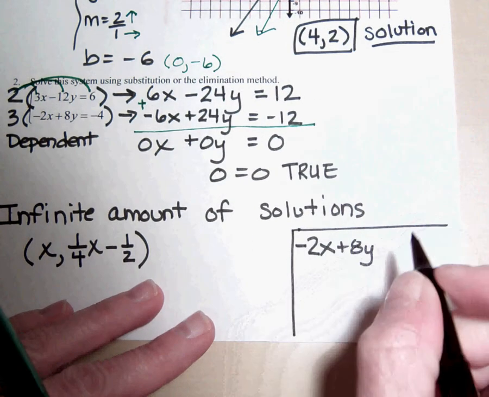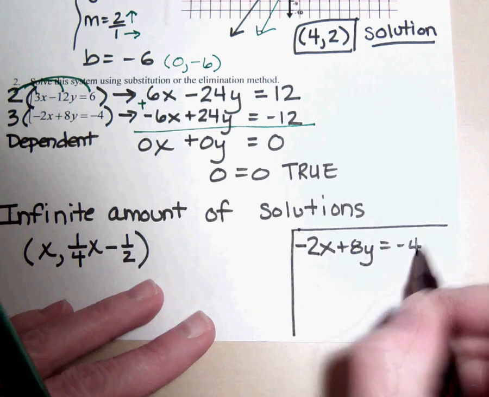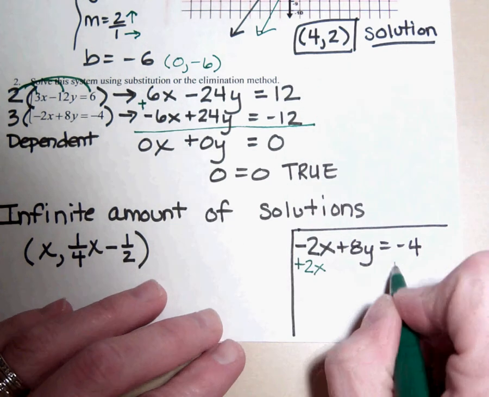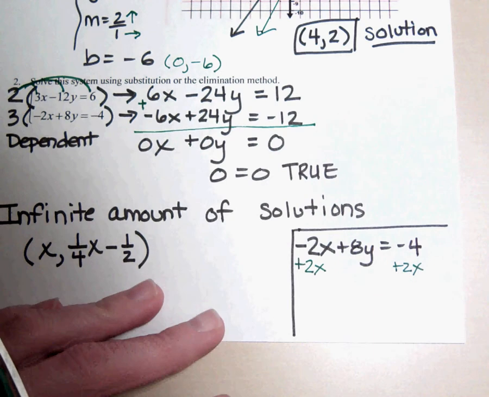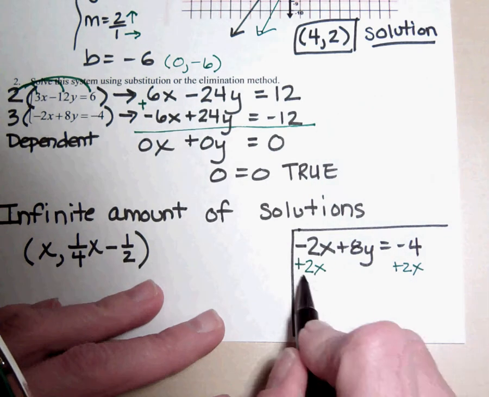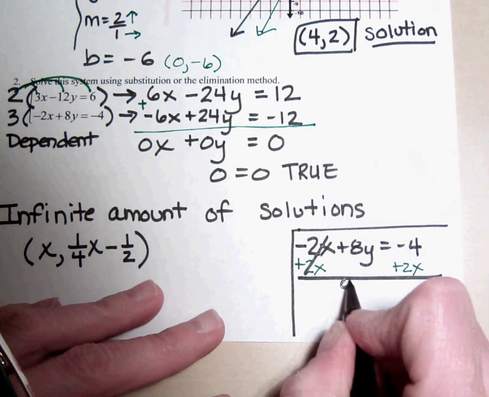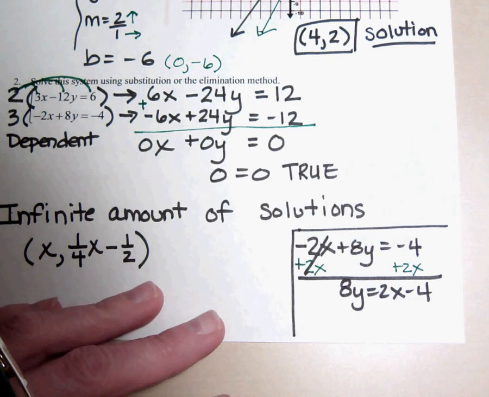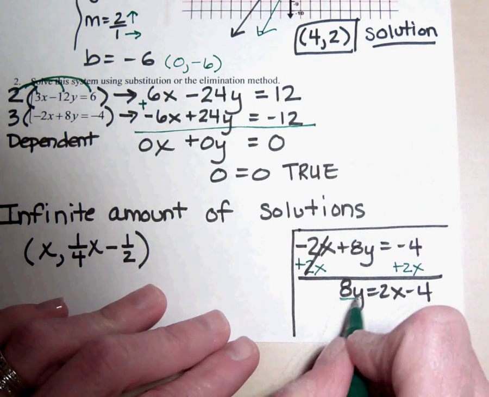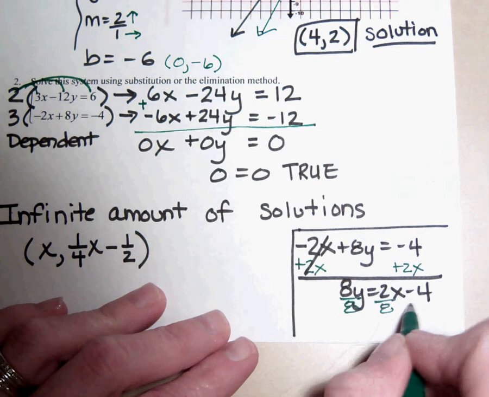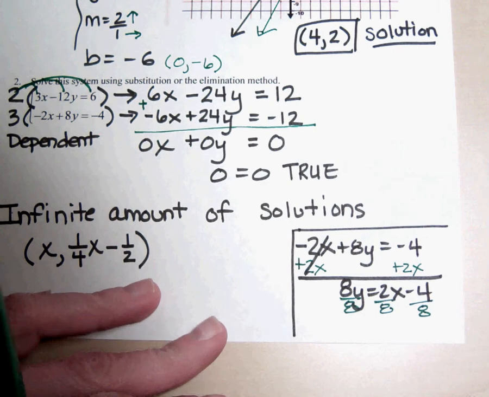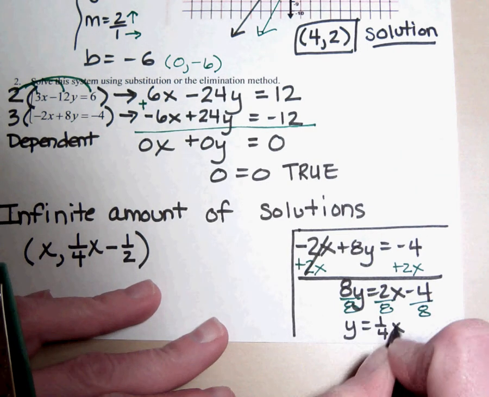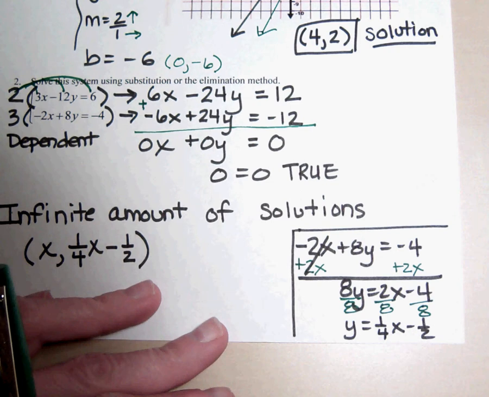So let's choose this one. To solve for y, I'm going to add 2x to both sides. That's going to give me 8y equals 2x minus 4. And I'm going to divide everything by 8. So there's my 1/4 x, and there's where my 1/2 came from.